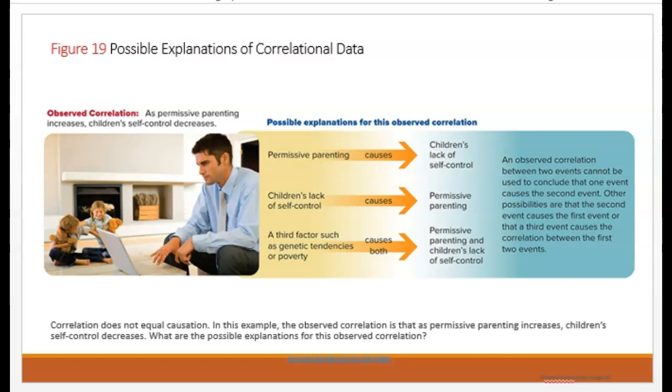There are many possible explanations for this observed correlation. Maybe permissive parenting causes children to develop poor self-control. Or maybe parents of children who lack self-control cope with it through permissive parenting. Or maybe some third factor is causing both. So maybe a genetic tendency or the stresses of poverty are causing both the permissive parenting style and the children's lack of self-control. Correlation is not causation. I'll say it again, correlation is not causation.